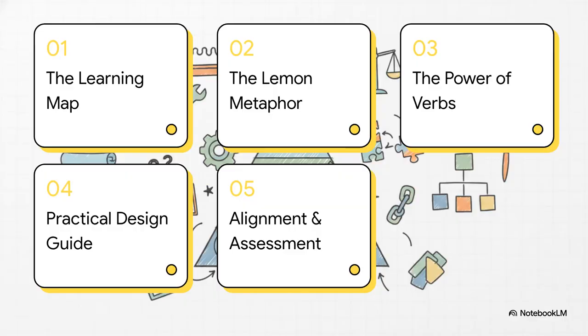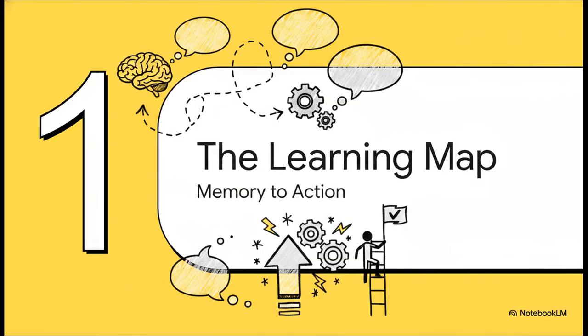So to get us to that highly measurable state, here is our roadmap for this explainer. First, we'll look at the learning map. Then, the lemon metaphor. Third, the power of verbs. Fourth, a practical design guide. And finally, alignment and assessment. Let's jump in. Starting right off with Section 1, the learning map.